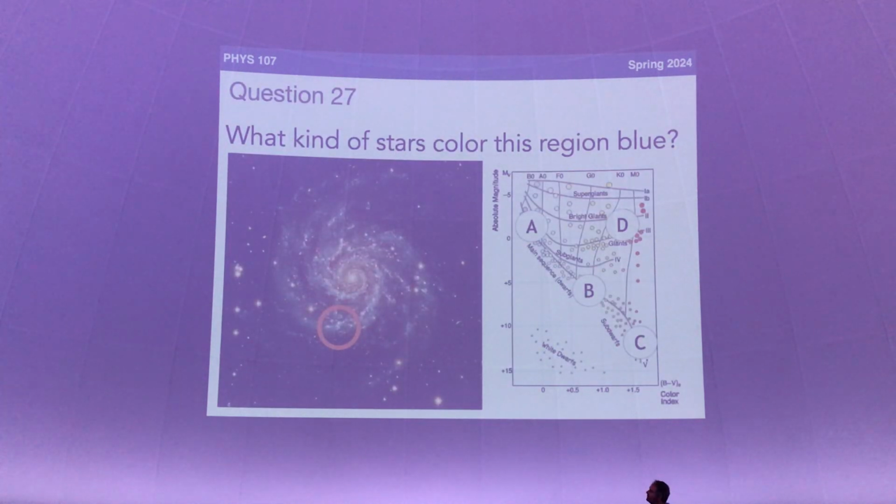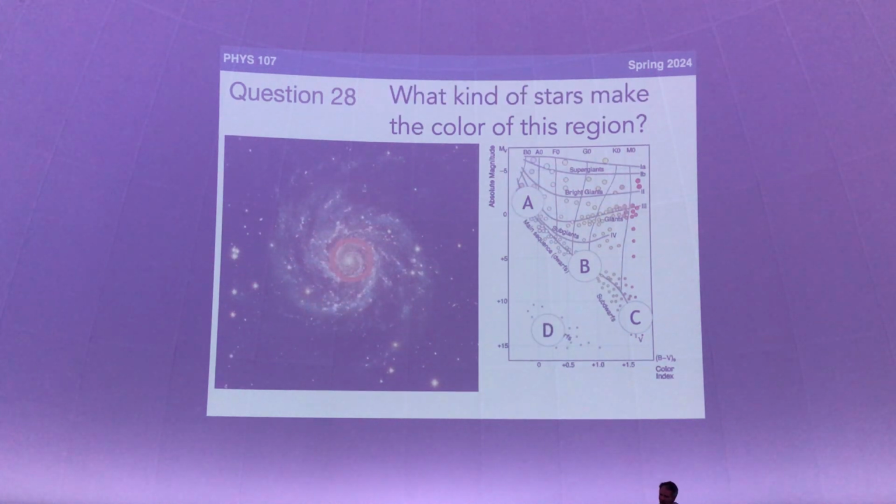If I'm looking at a picture of a galaxy, and we look at these, they have the blue stars here, the massive blue stars in the spirals. What kind of stars color this region so blue? A, B, C, D. Yep, it's O stars. It's those. What kind of stars make the color of this region? A, B, or C?